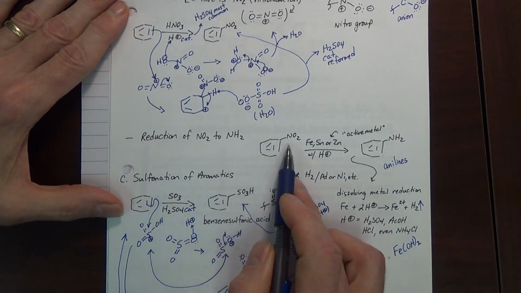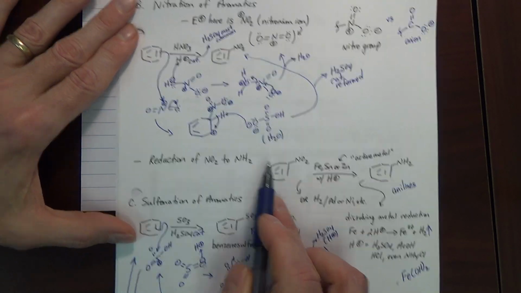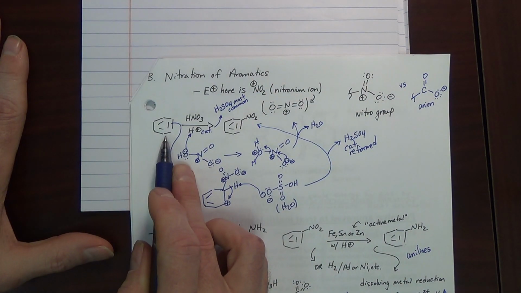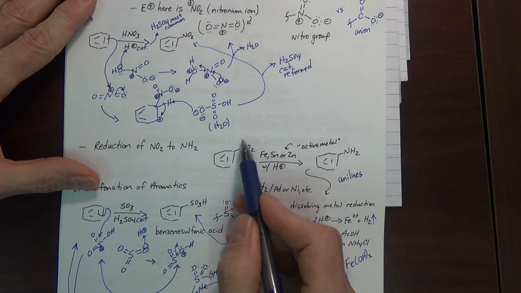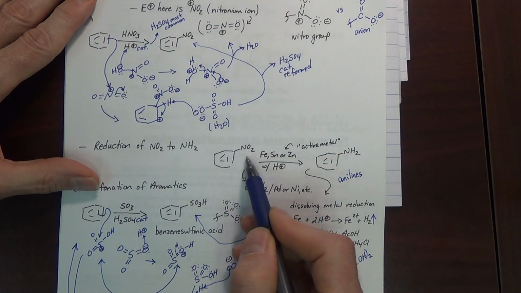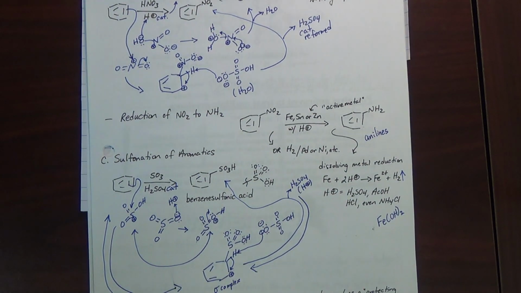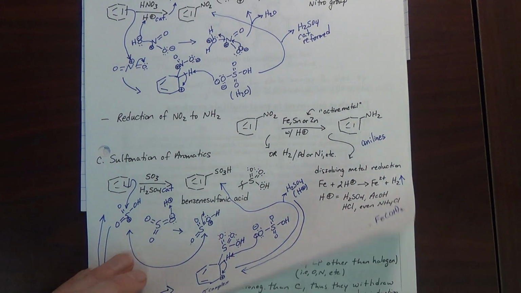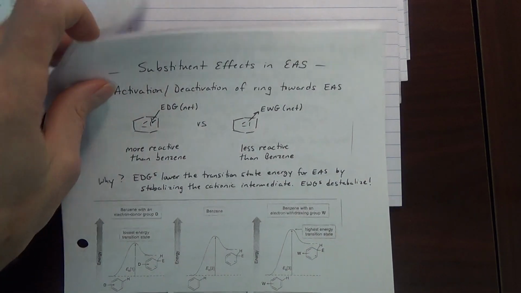Also, will nitrobenzene be more reactive or less reactive compared to something like benzene? That again will be a substituent effect. How does a current substituent affect reactivity of the ring? Okay, we'll pick up there in the next video.